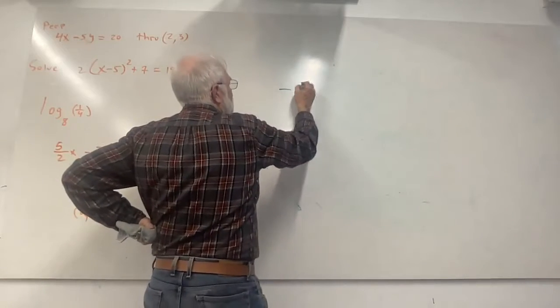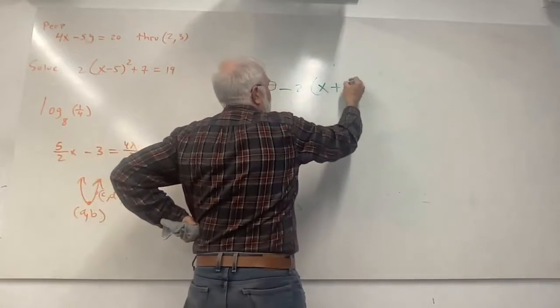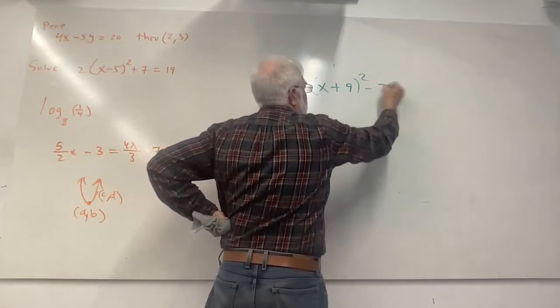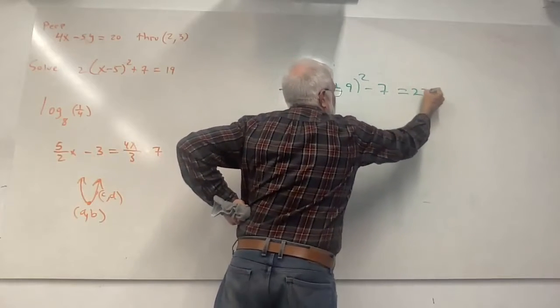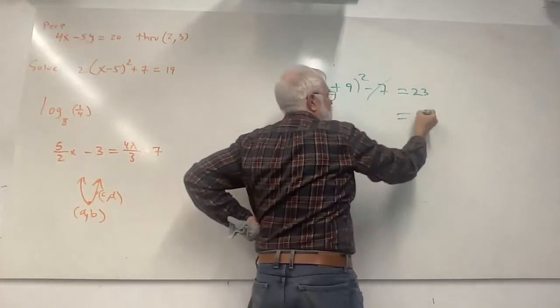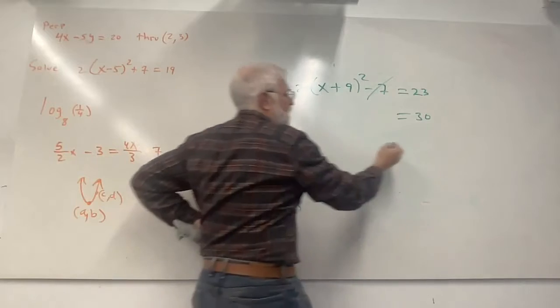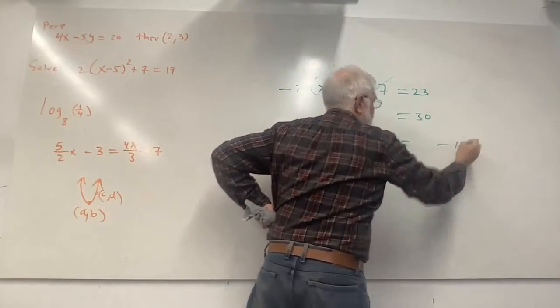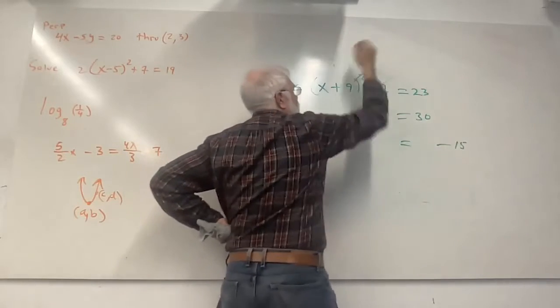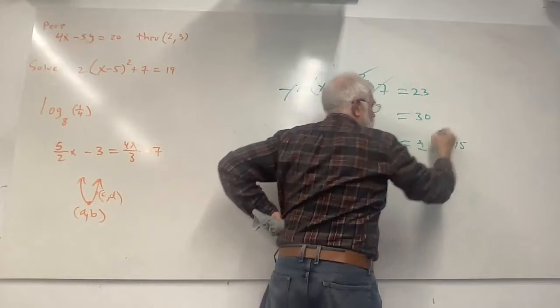Let's do negative 2 times (x plus 9) squared minus 7 equals 23. What are you going to do? You're going to add 7. That's 30. You're going to divide by negative 2. That's negative 15. Boom. You're going to take the inverse of the square. That's plus minus square root.